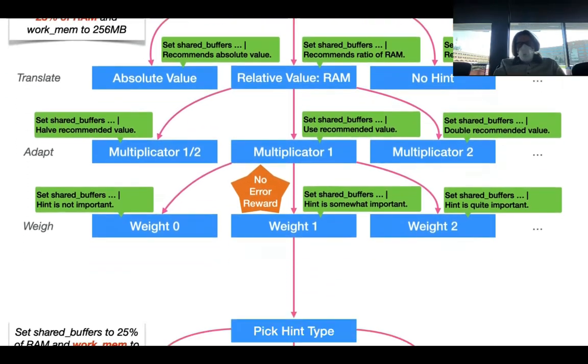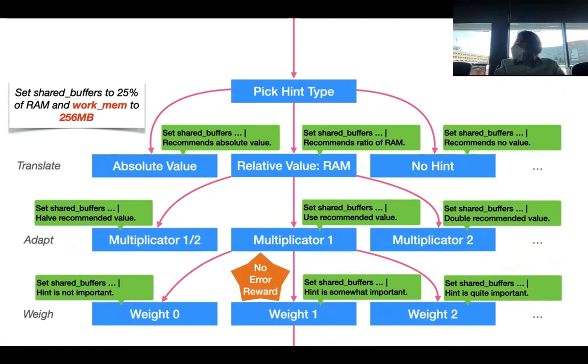Now, after making those decisions, we step to the next hint. Here, that hint derives from the same text passage as before, but you see that we now mark up the hint about work mem in red.